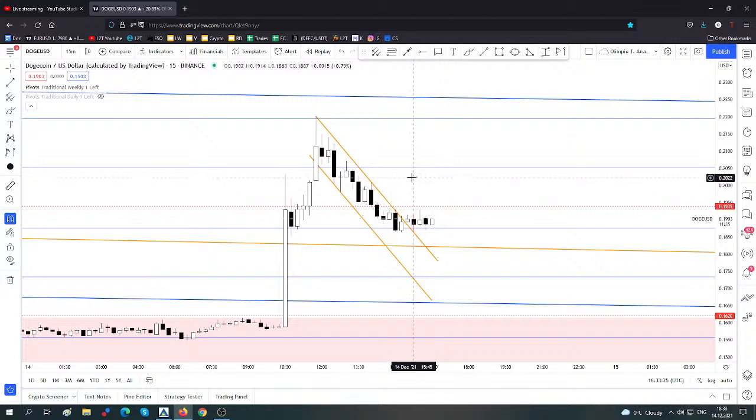Don't forget to make your own analysis, to build your own analysis, to use your strategy. You don't have to use pitchfork, you don't have to use my tools, my techniques. It's important for you to understand the markets, to build your own strategy, to use the tools that you understand, the tools that you know how to use.